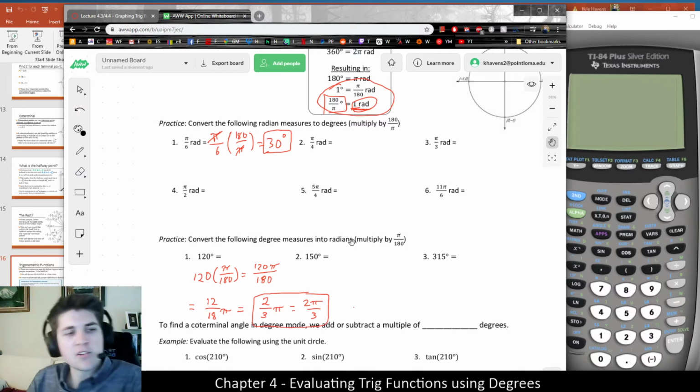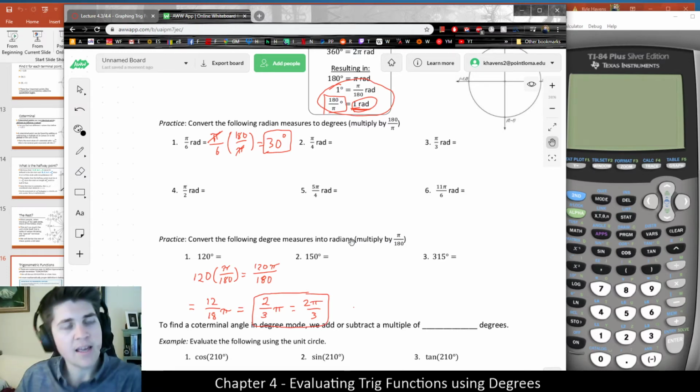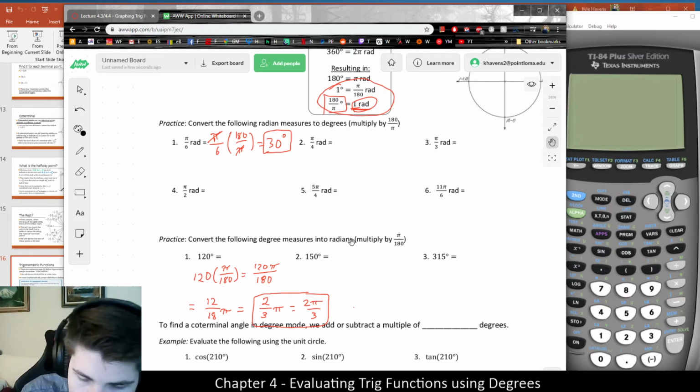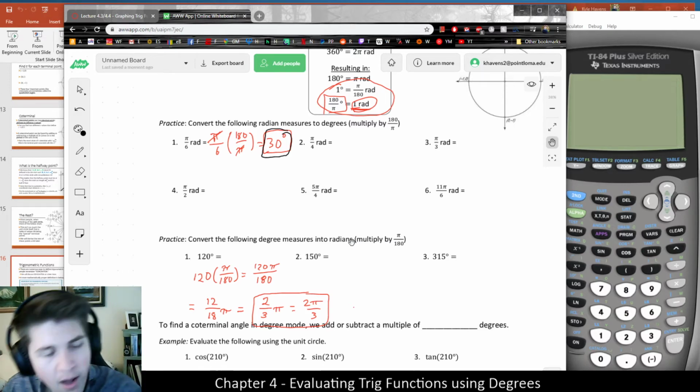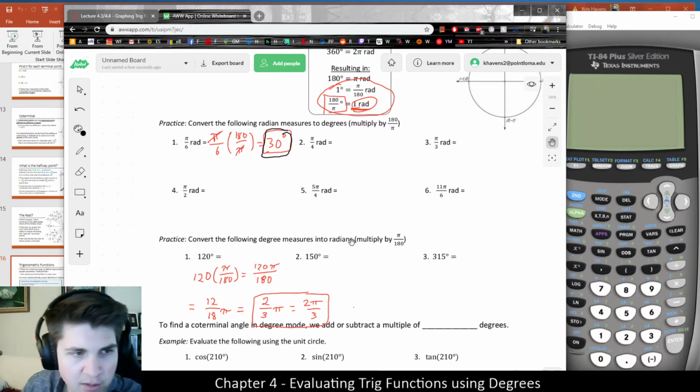Another thing I wanted to mention, when you're working on your tests and writing mathematics, it's very important that when you do something in degrees, you make sure to write the degree symbol. Because if I was to just write 30 as my answer, that's not the same as 30 degrees. 30 is not equal to 30 degrees. So anytime we're using a degree measurement, we must write that symbol on it, or else it is not correct.